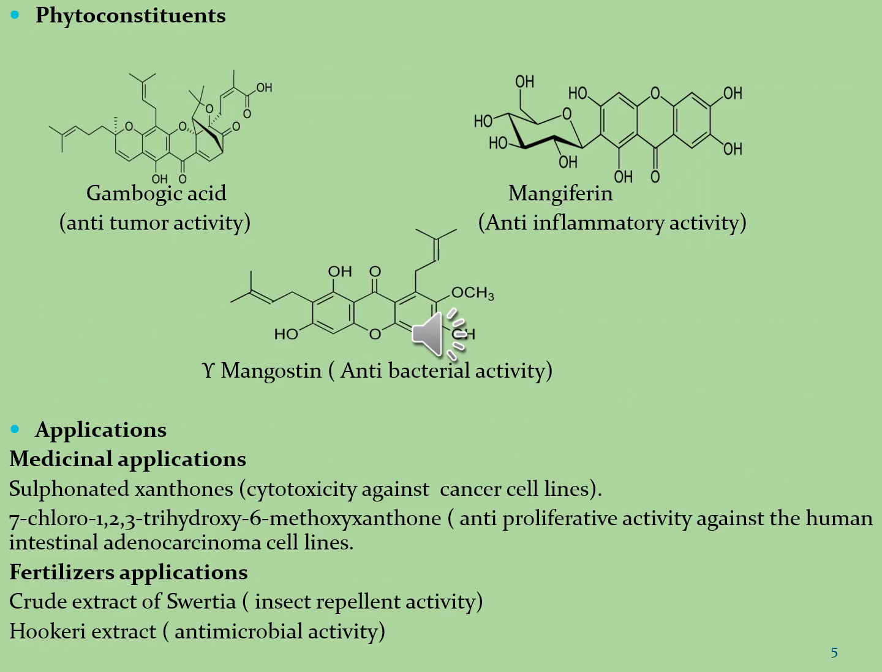These are the phytoconstituents which fall in the category of xanthone molecules. You can see over here three phytoconstituents. The first molecule is gambogic acid, which is rich with anti-tumor activity. The second molecule is mangiferin, which is rich with anti-inflammatory activity. The third molecule is mangosteen, which is rich with antibacterial activity. Now we see the sources of these molecules as well as their other pharmacological applications.